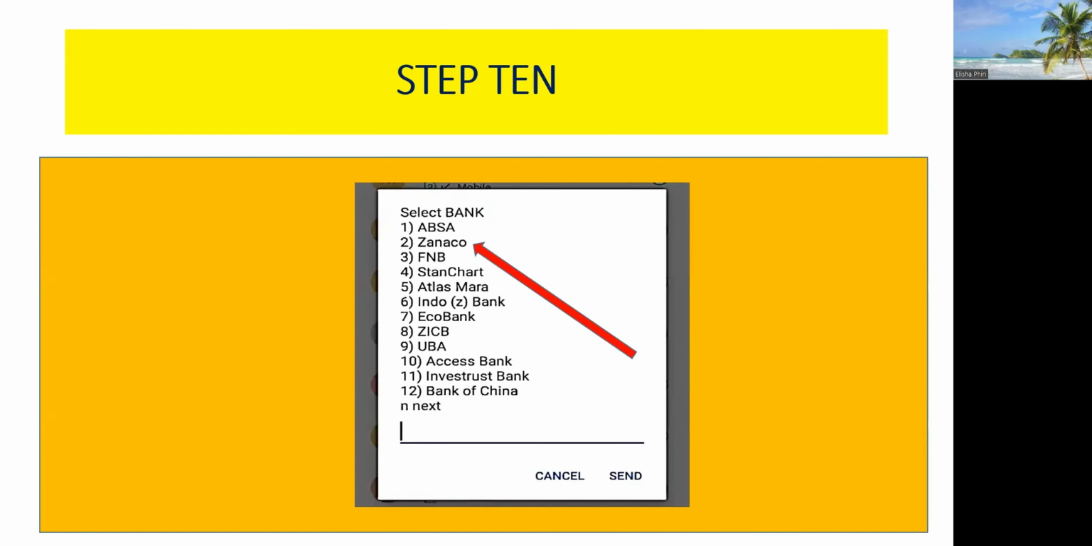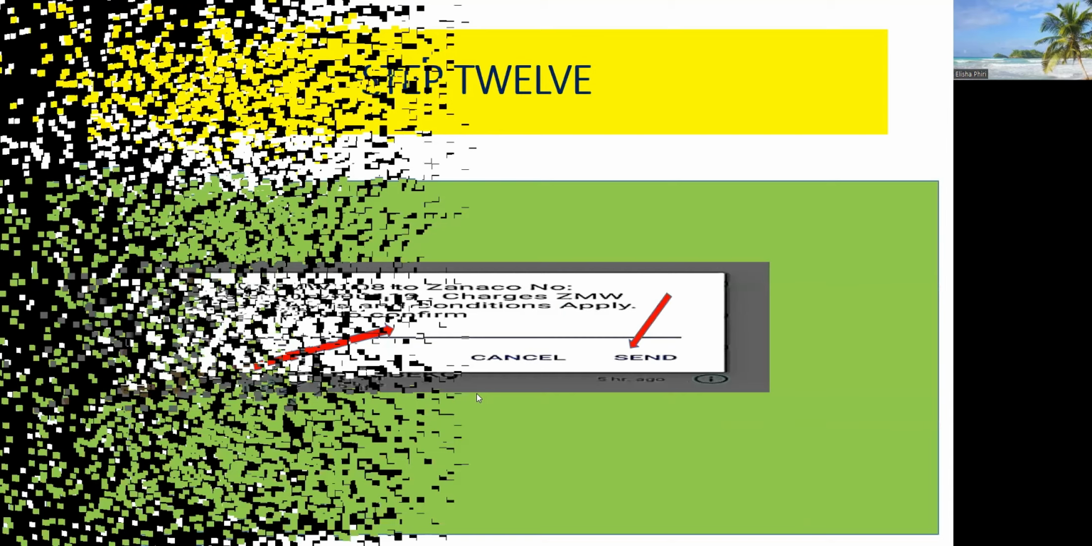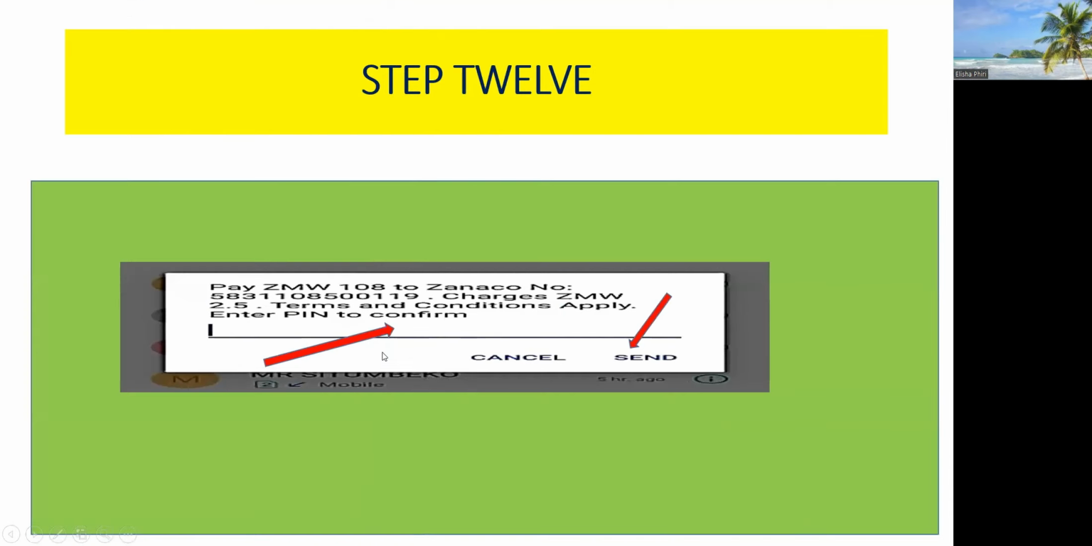Then you will come this far. You will see manifold options of banks to which you'd love to send the money. So go by Zanaco. So here you are going to punch in number 2. Then after that, you paste that account number that you copied from there in this area. Then you click send. So after clicking send, you will be brought this far.